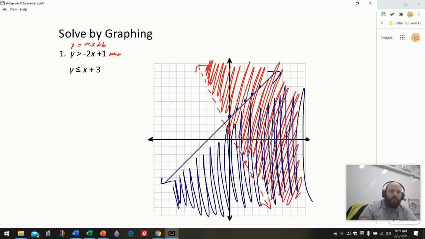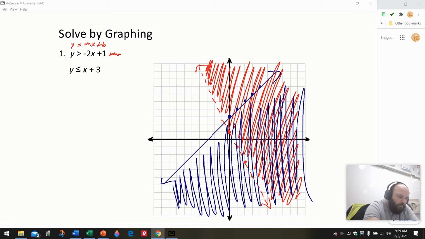Okay. Now, what you see is I end up getting an area where the shading overlaps, and that overlapped shading is where your solution will come from. Now, there isn't one right answer because there is an infinite number of points there.